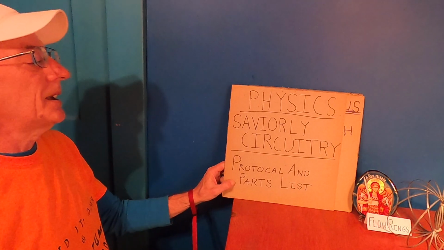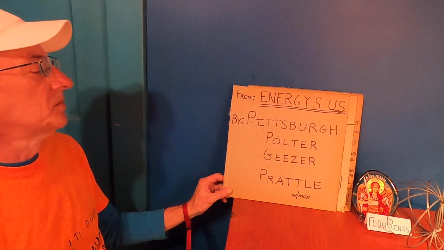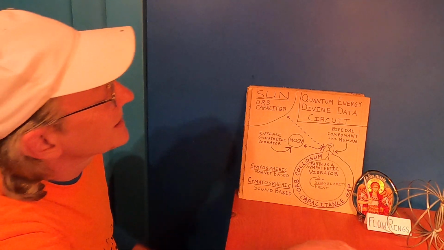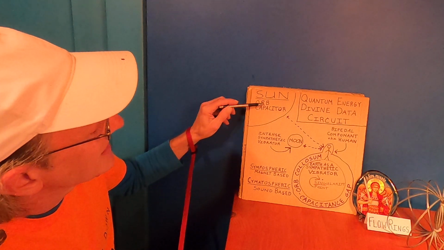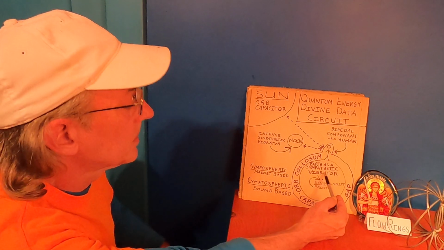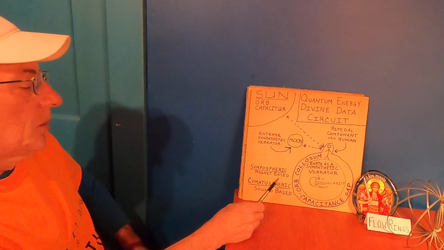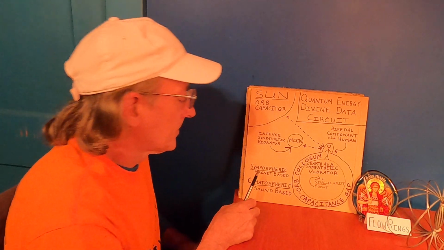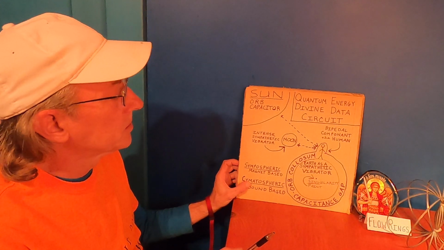Protocol and parts list, Saviorly Circuitry, the physics of. Basic diagram, quantum energy, divine data circuit. Sun is an orb capacitor. Moon, intense sympathetic vibrator. Earth, sympathetic vibrator, singularity point. Orb, colossum, capacitance, gap. We have magnet and sound based ophir, sympathy, osphere, symphosphere, cymatosphere. Model of a human.